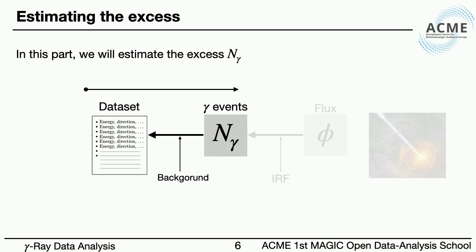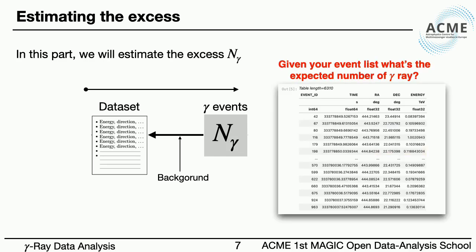So here in this part we are interested in determining this number N gamma, the number of gamma ray events in the dataset, from the total event list that also contains background events. So you might have the following, for instance, lists shown here on the right, which are real events recorded by MAGIC. And you might wonder, what is the expected number of gamma rays that I should infer from this table?